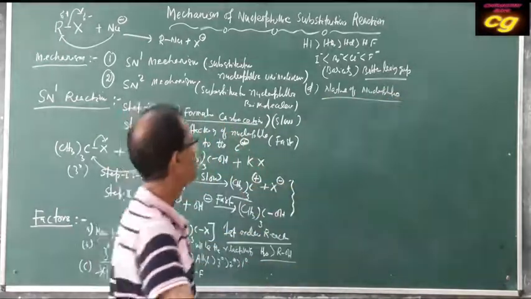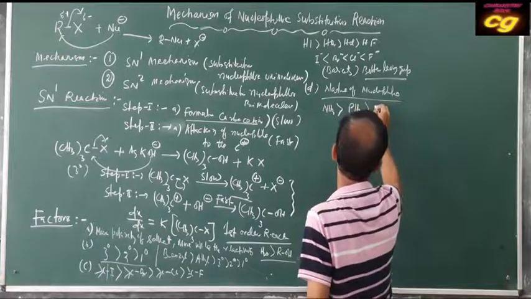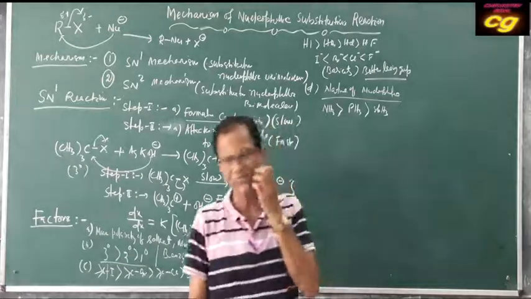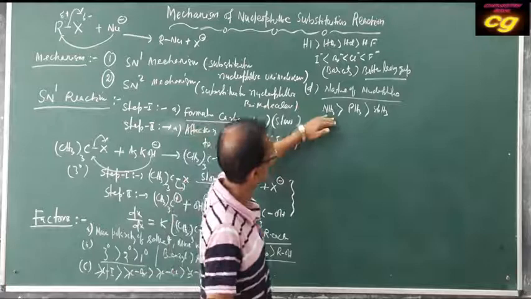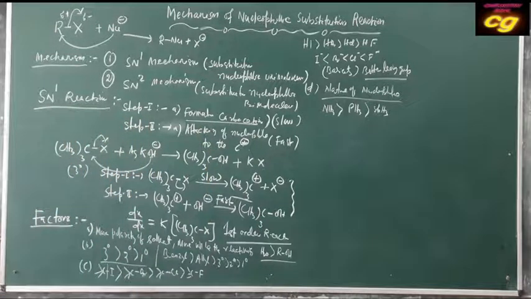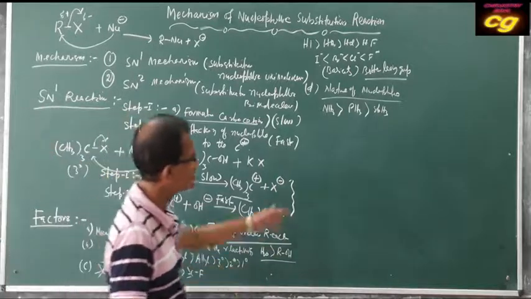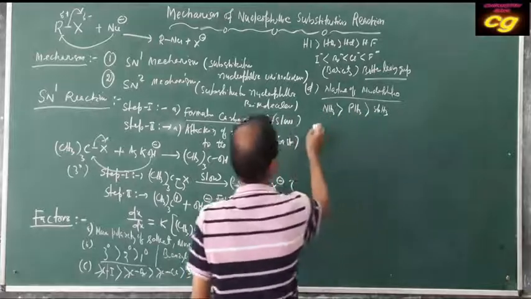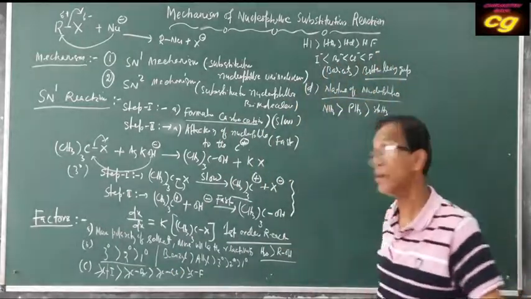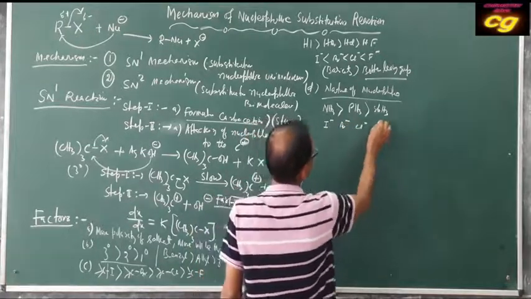Nature of a nucleophile: ammonia is more basic than PH3. If the basic character is more, ammonia is more basic, but nucleophilicity means attacking toward the carbon. The nucleophilicity order depends on the nature of the nucleophile. For example, I minus, Br minus, Cl minus, F minus: which will be the better nucleophile? It will be I minus, then Br minus, Cl minus, F minus.